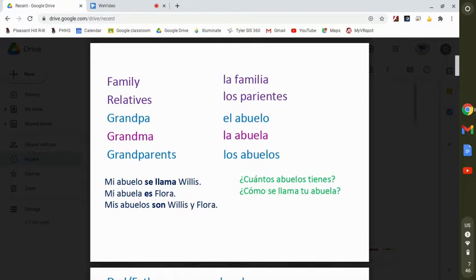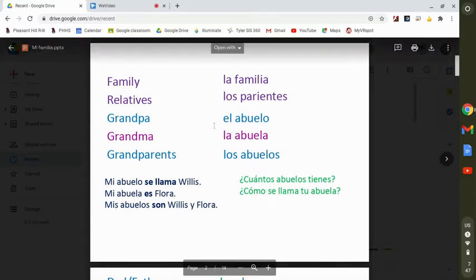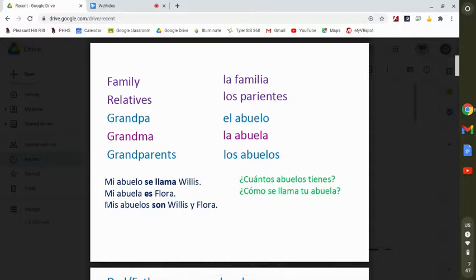Another way you could do it is mi abuela es Flora. My grandma is Flora. Or you could say Flora es mi abuela. Flora is my grandma. Now, this is brand new right here, this mis. Mis is my plural. Since I'm saying abuelos, it has to be mis. Just like how my el up here goes plural to los, mi goes plural as well. So mis abuelos son Willis y Flora. My grandparents are Willis and Flora.